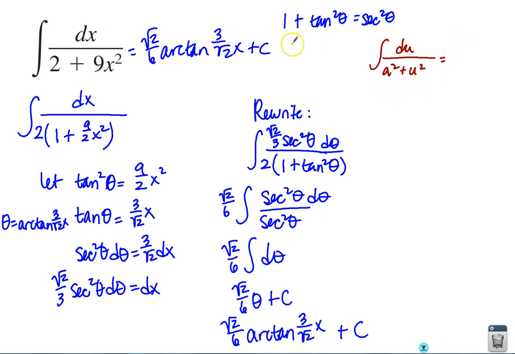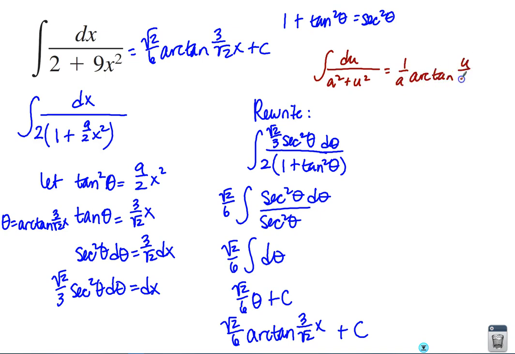1 over a arc tan u over a plus c. I'm going to run out of room here. Hang on. So in this case, we have to identify what is u and du and all that good stuff. Okay. So in this case, we're going to let a be equal to, well, if this guy is a squared, that means a is the square root of 2, so root 2.